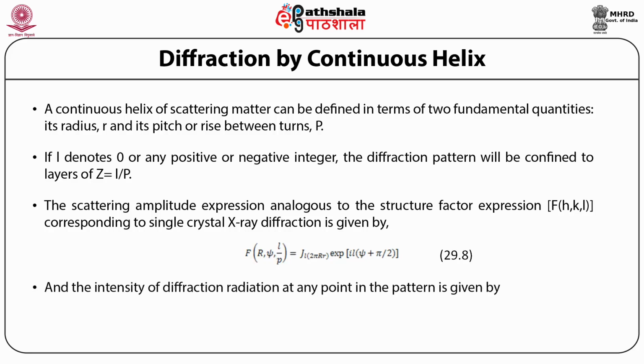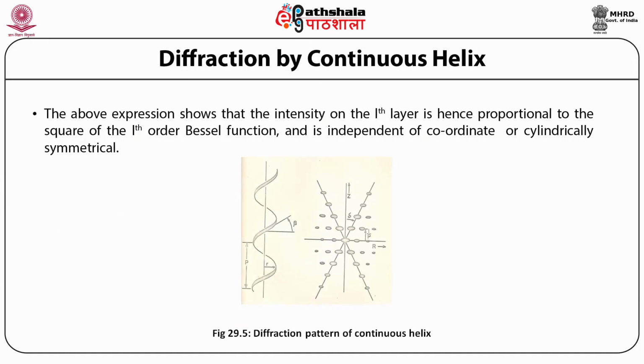The intensity of diffracted radiation at any point in the pattern is given by I, which is proportional to the above amplitude squared, which will be equal to J squared of order l of 2 pi R r. Equation 29.9 explains this. The above expression shows that the intensity of the lth layer is proportional to the square of the lth order Bessel function and is independent of the coordinate psi, or cylindrically symmetrical. Figure 29.5 shows the diffraction pattern of a continuous helix.